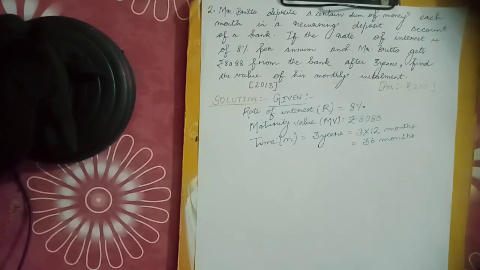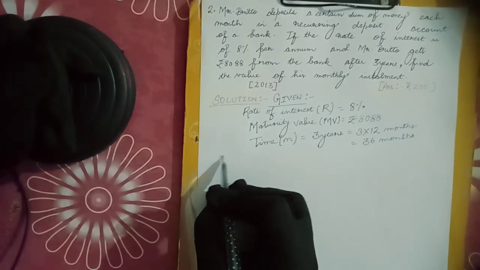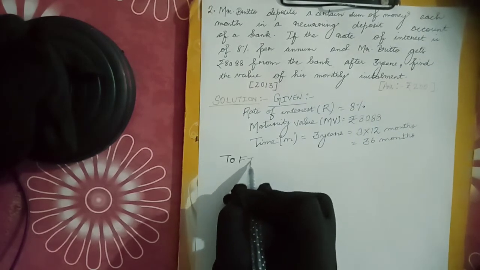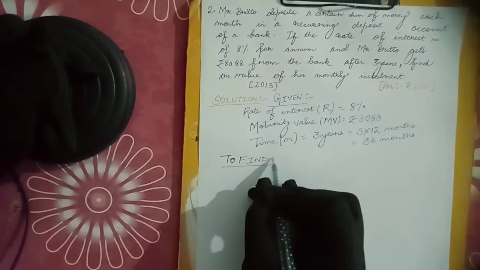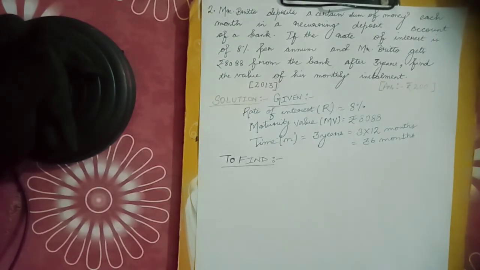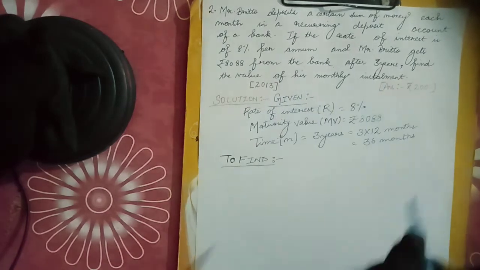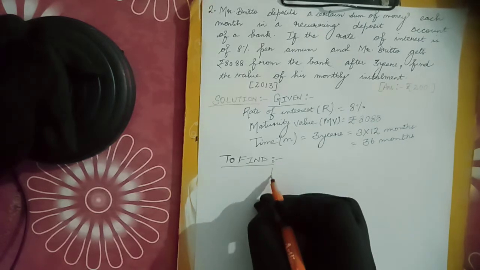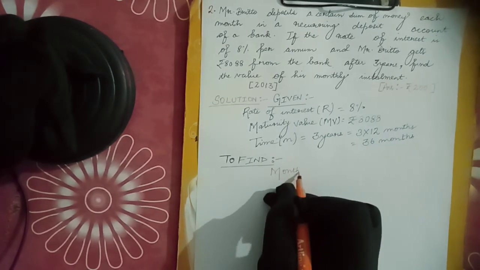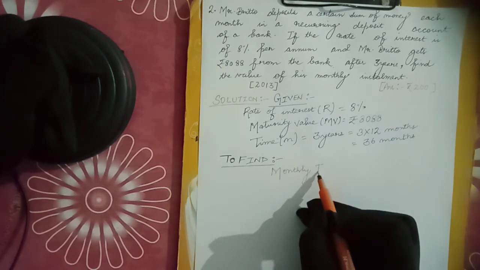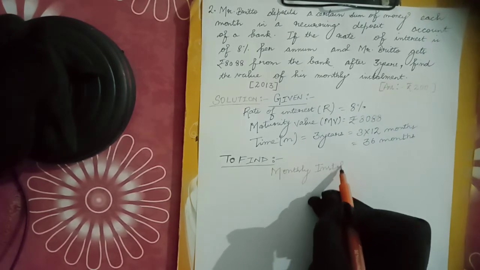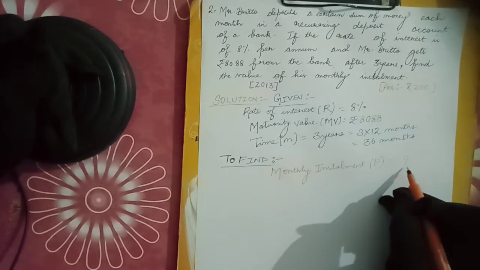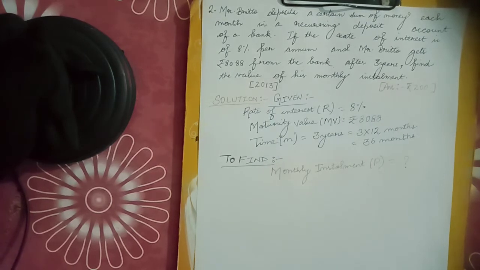Now we could just use the heading of what we have to find in this question. Let's see, we have to find the monthly installment. So let's write it with a different pen. Monthly installment we have to find in this question, and we denote monthly installment by which letter? We denote monthly installment by the letter P. So we have to find P over here in this question.